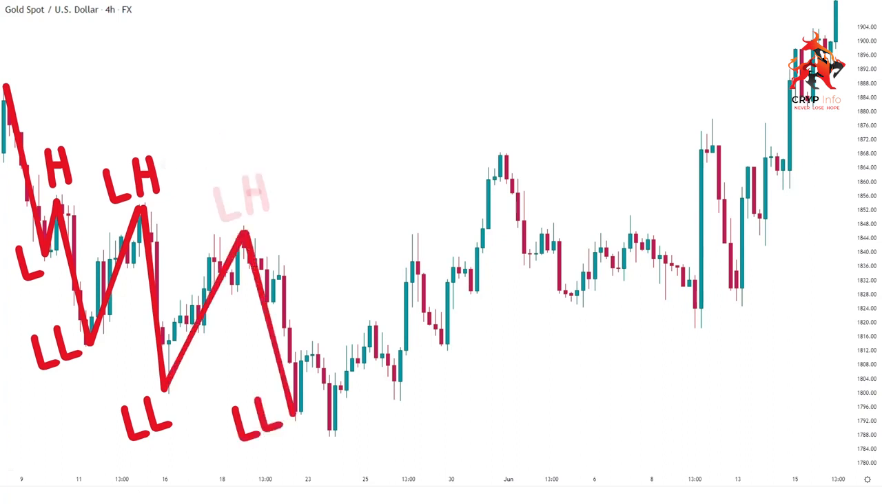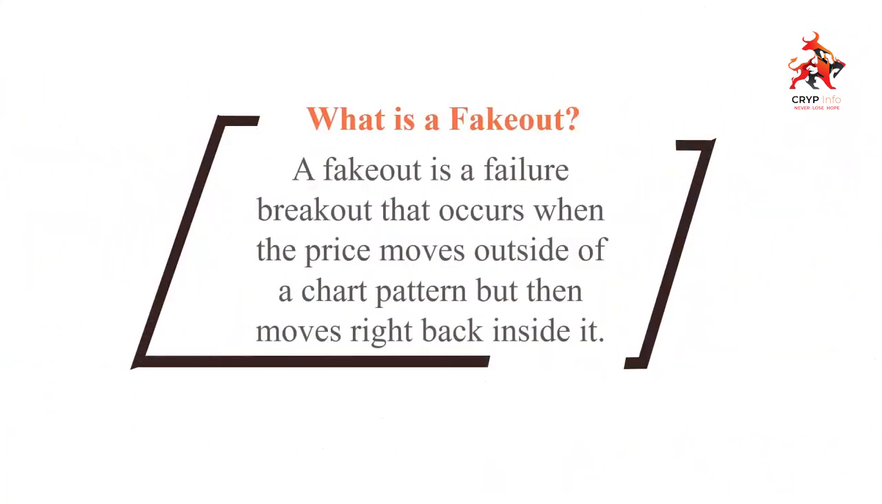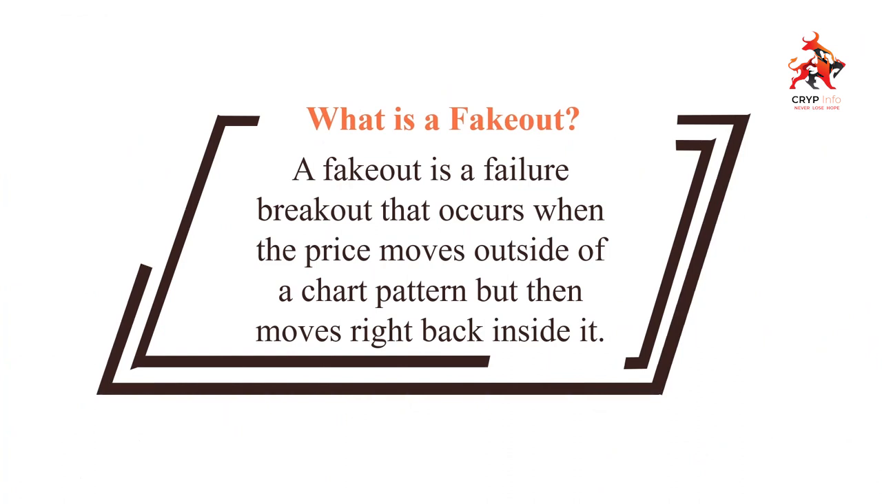And then market continues to make lower lows and lower highs until we get a break and close above previous lower high. After that we are no longer in a downtrend, and it will start a possible uptrend. Now that you know trend and market structure basics, let's talk about fakeouts. A fakeout is a failure breakout that occurs when the price breaks outside of a chart pattern, but then moves right back inside it.